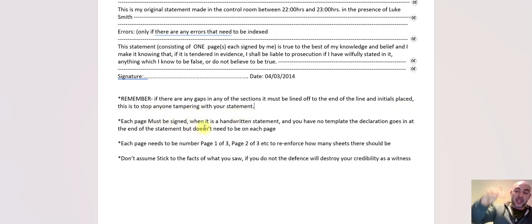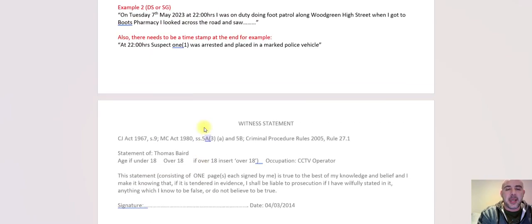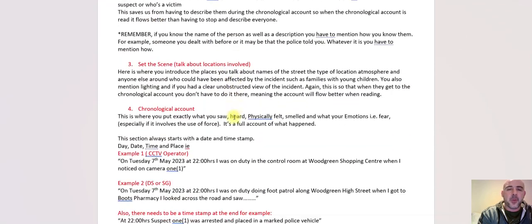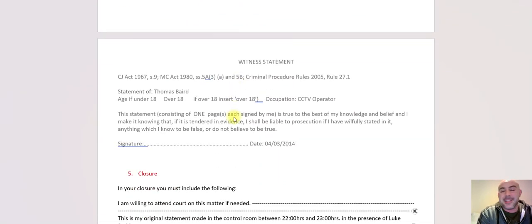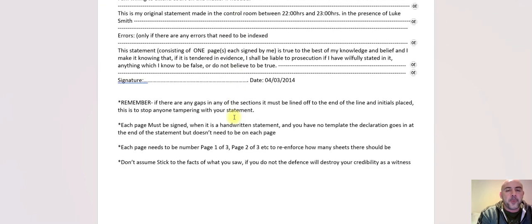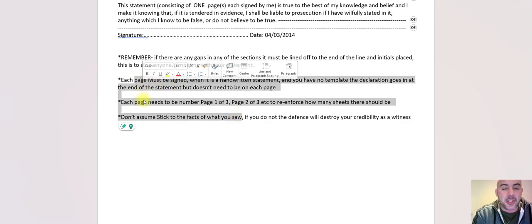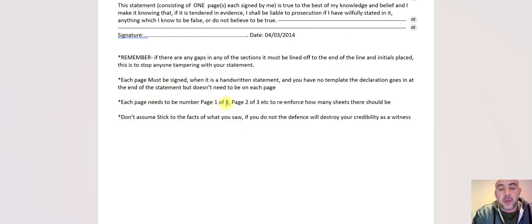Although we only do a declaration at the end of the whole statement when it's written, when it's templates like the one you see here, you've got a declaration at the top in the heading of each sheet. When it's digital, it's easier to do, guys. That's the only reason for it. But when it's handwritten, you would have to do one declaration at the end and sign it. Each page still does have to have a signature and a date on it. And each page needs to have a page number, so page 1 of 3, page 2 of 3, etc. This is to reinforce how many sheets there should be.